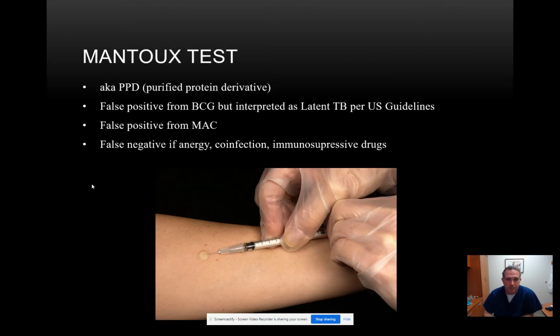So starting with the PPD, which you all probably have to get every year because you work here, that can be false positive from a BCG vaccine, but that's still, per U.S. guidelines, interpreted as latent TB. You can get a false positive from MAC, from the PPD, and you can have false negatives as well.